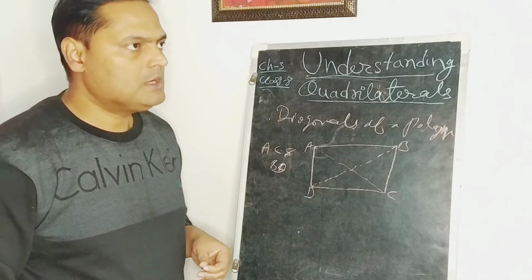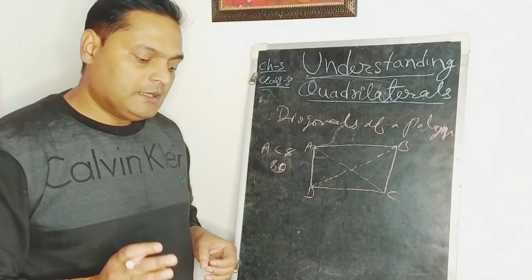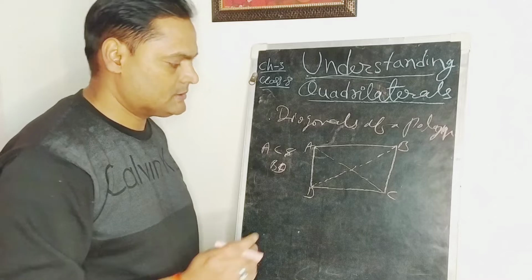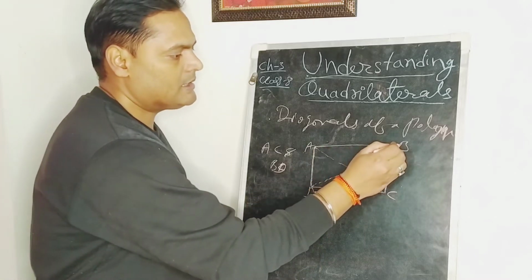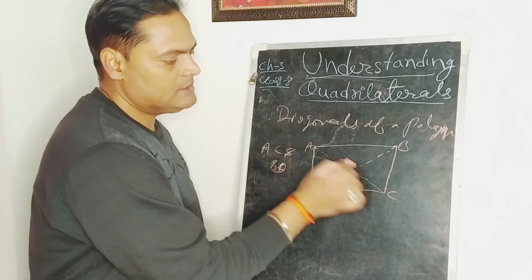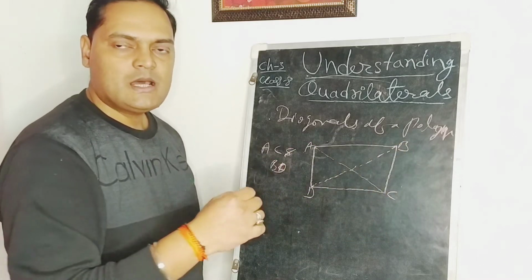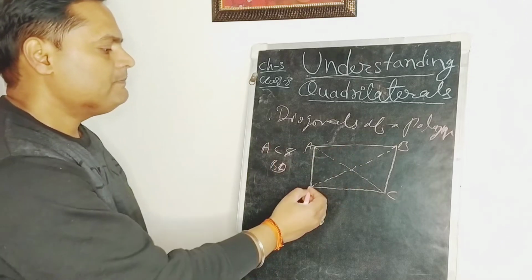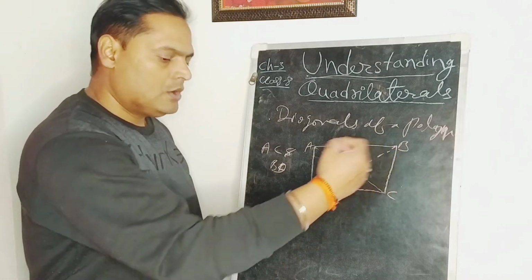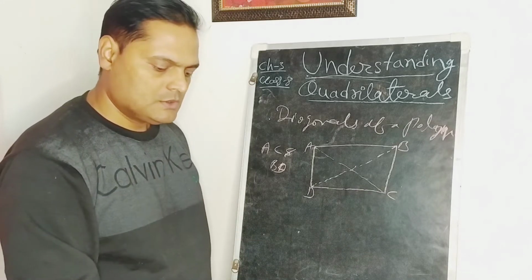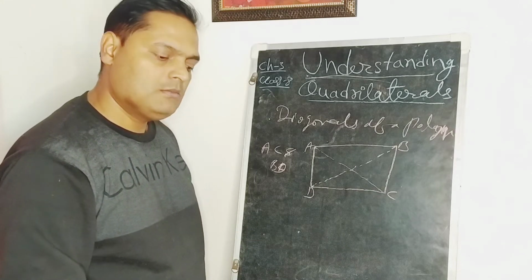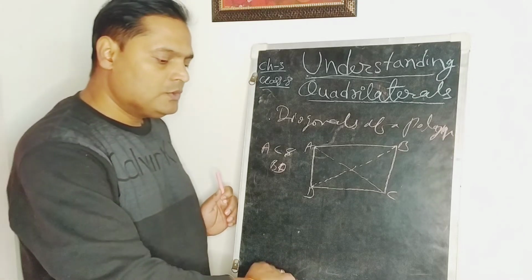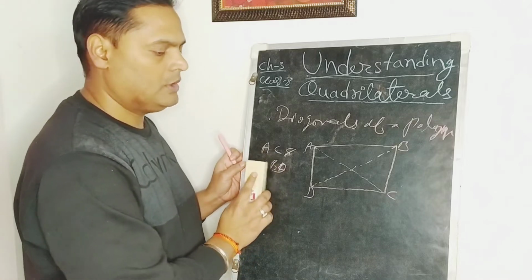And diagonals are nothing but line segments connecting two non-consecutive vertices. Non-consecutive vertices are the opposite vertices, like A, C and B, D. These are the two pairs of opposite vertices. So diagonals are nothing but the lines meeting two opposite non-consecutive vertices of the polygon. So this topic is covered now. Let's move to regular and irregular polygons.